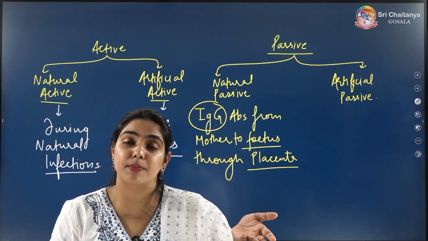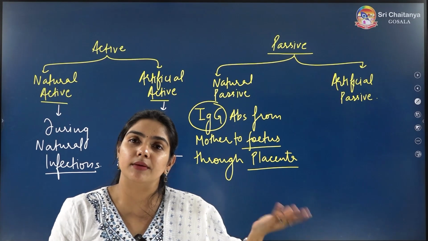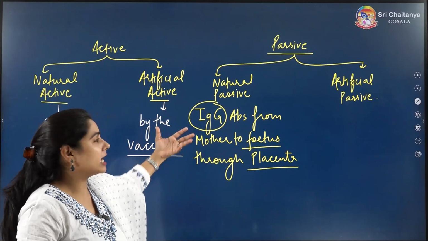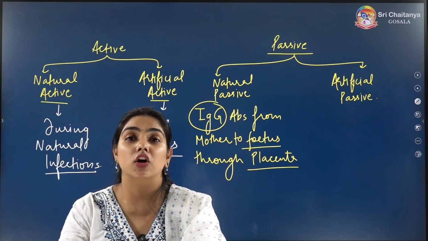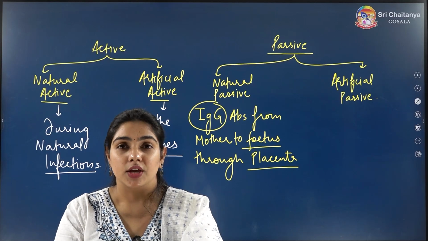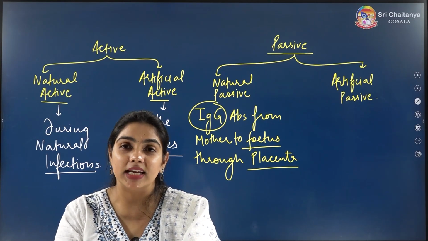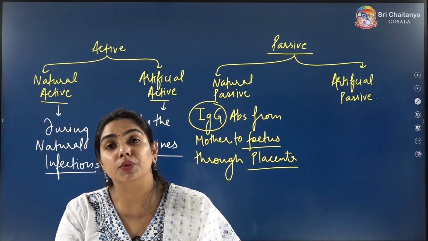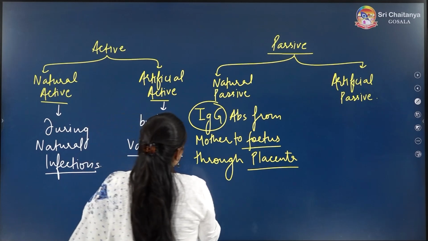Now your mother is preparing food for you. You are getting ready-made food. And before birth, you have got IgG antibodies. Now even after birth, when you have not started eating food, you were dependent on mother's milk, right? Through that mother's milk also, she has given you antibodies. Which antibodies? IgA antibodies, everyone.